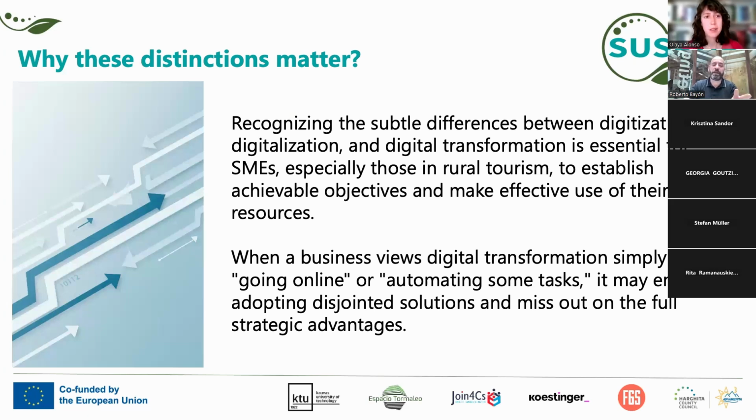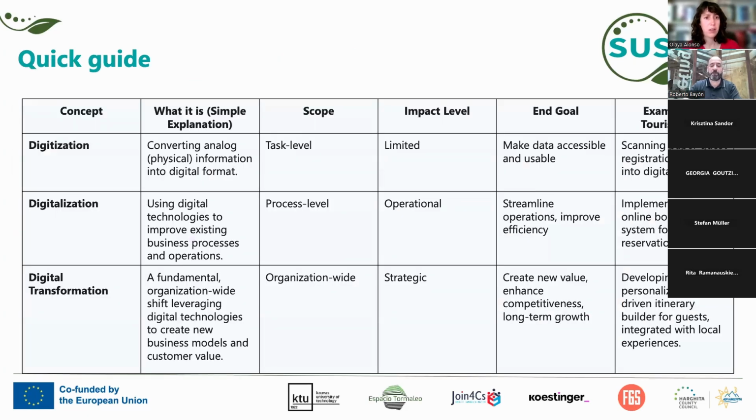For instance, simply scanning paper guest registration forms, this would be digitization, is a far cry from fundamentally changing how a guest house delivers value, such as by creating a personalized AI-driven itinerary builder for guests. The progression from converting analog data to improving processes and then to fundamentally reshaping the entire organization is not simply a linear technological upgrade. It signifies a profound shift in strategic intent and organizational culture. You will have here this table that provides a quick guide in order to further clarify this concept.